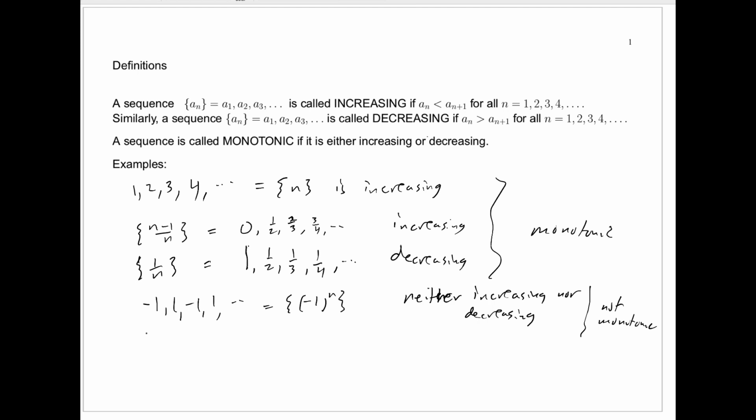Sometimes you might have a sequence like this: 7, 0, 1, 2, 3. This sequence technically is not an increasing sequence because the second term is smaller than the first term. So this one is not increasing, it's certainly not decreasing, so this one is not monotonic. But there are other words we can use to describe sequences like this, such as eventually increasing. That just means beginning at a certain point, it's increasing from then on.